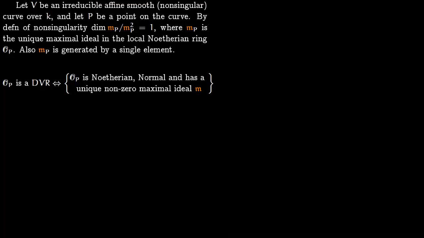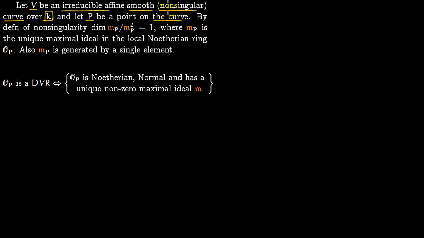In this lecture, we link up algebraic geometry with discrete valuation rings. So we start by recalling facts from algebraic geometry. We start with V, which is an irreducible affine smooth, meaning non-singular, curve over, say, some algebraically closed field K. And say P is a point which lies on this curve.